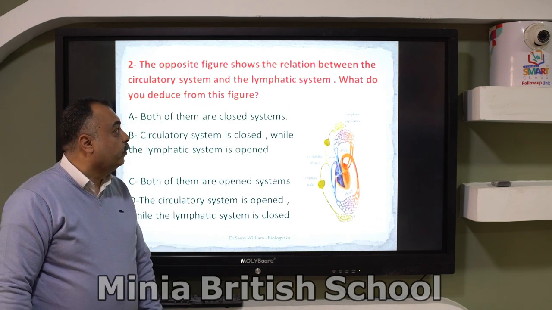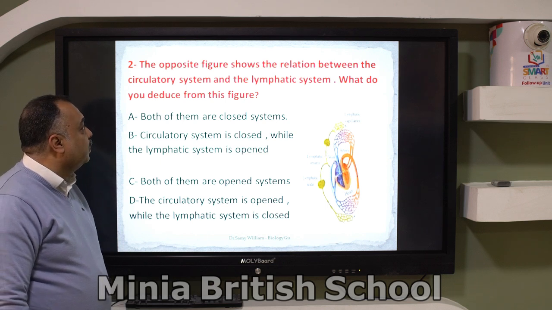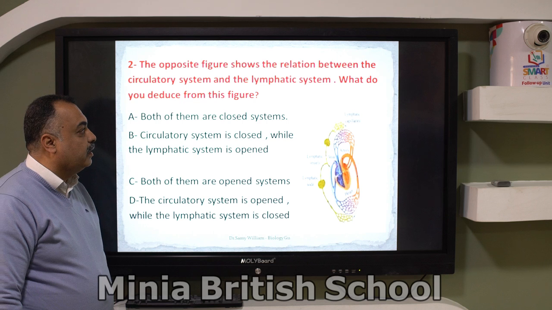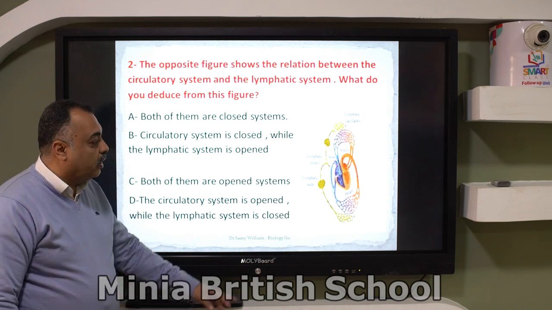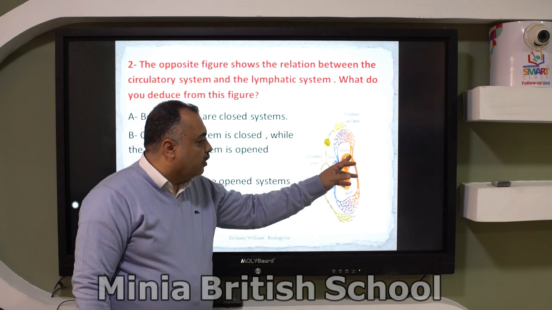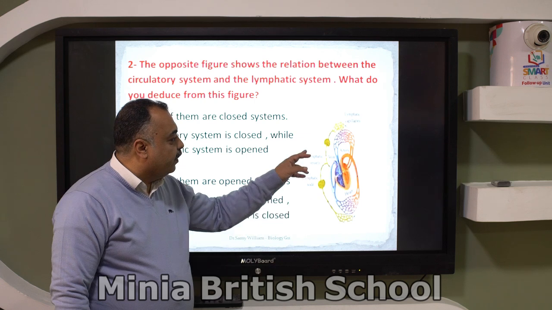Second question. The opposite figure shows the relation between the circulatory system and the lymphatic system. What do you deduce from this figure? As you see here, the circulatory system, the arterial side and the venous side, and here are the lymphatic vessels.